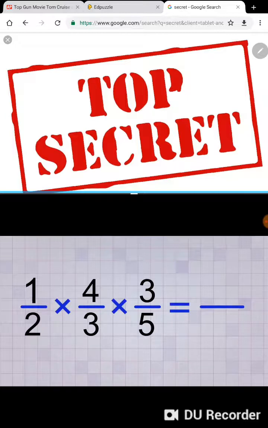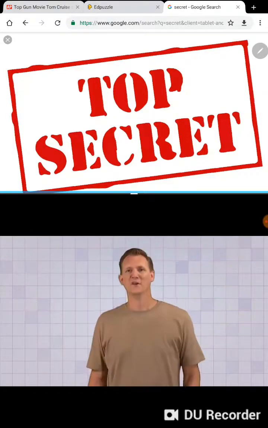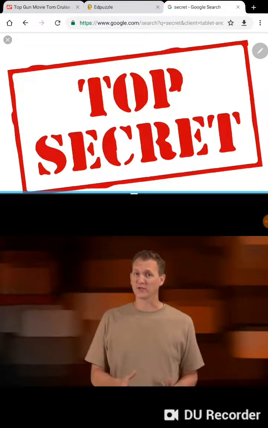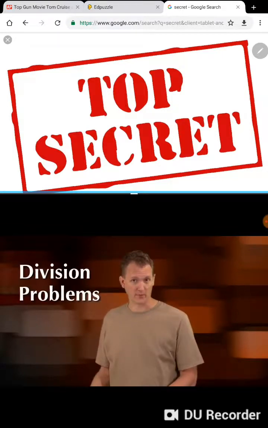So on the top, we have 1 times 4 is 4. And 4 times 3 is 12. And on the bottom, 2 times 3 is 6, and 6 times 5 is 30. That means our answer is 12 over 30. So there you have it. Multiplying fractions is easy because fractions are just another way of writing division problems.